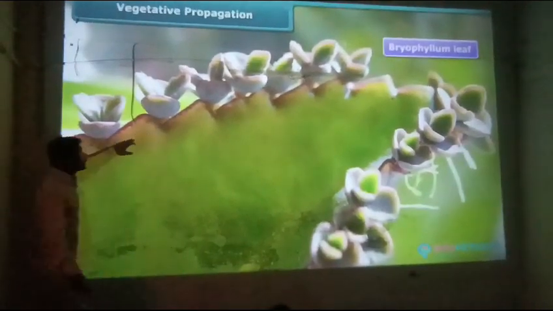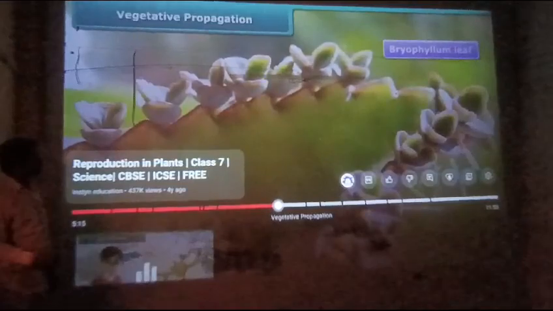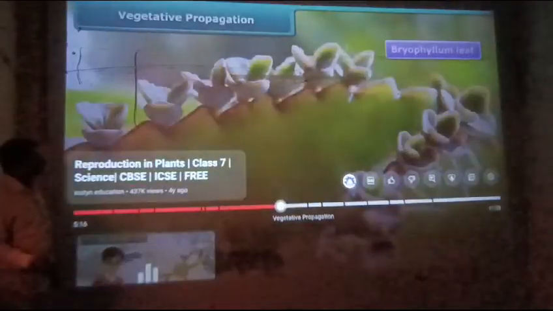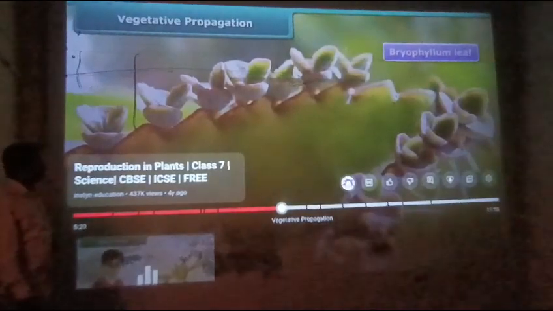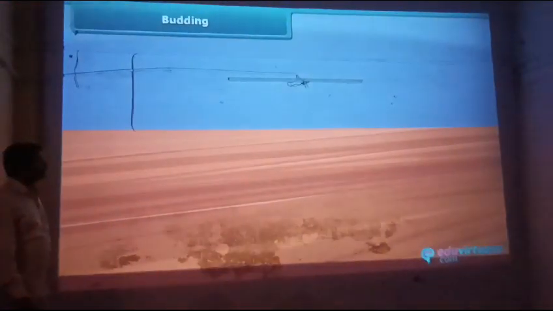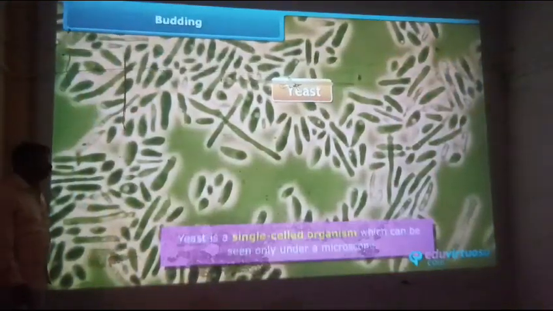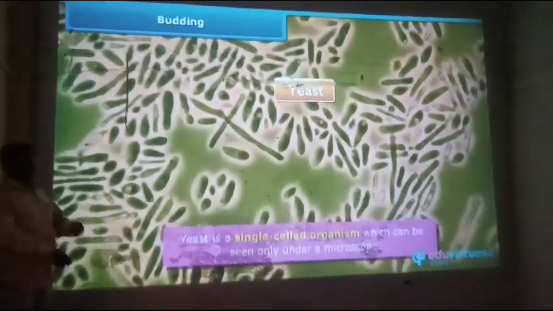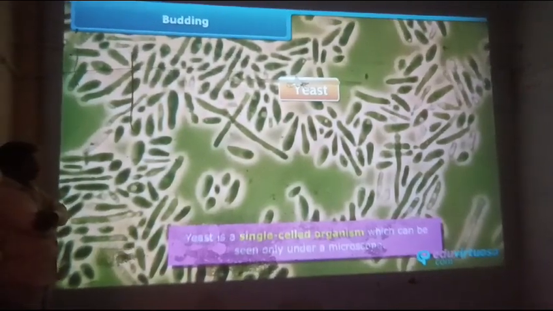See here, this is also called vegetative propagation. Many small buds arising at the margins of the leaves under suitable conditions form new plants. Budding. Children, have you heard about yeast? It is a single-celled organism which can be seen only under a microscope. Let us see how they grow and multiply.